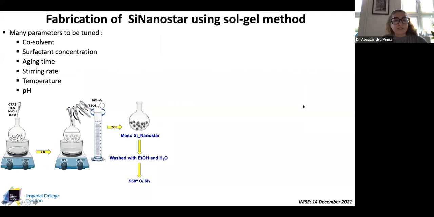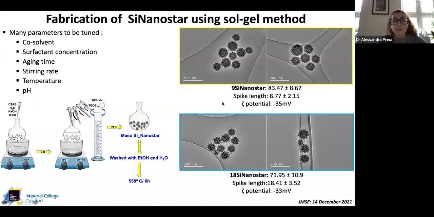So how do we fabricate the silica nanostar? We use a sol-gel method, and by changing different parameters in the synthesis, such as the co-solvent, the surfactant concentration, aging time, stirring rate, temperature, and so on, we are able to synthesize different types of silica nanostars with different sizes and different spike lengths. Using this synthesis, we can control not only the size of the particles, but also the length of the spikes.